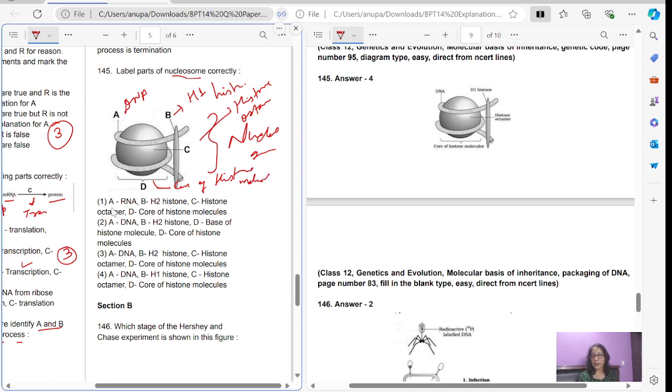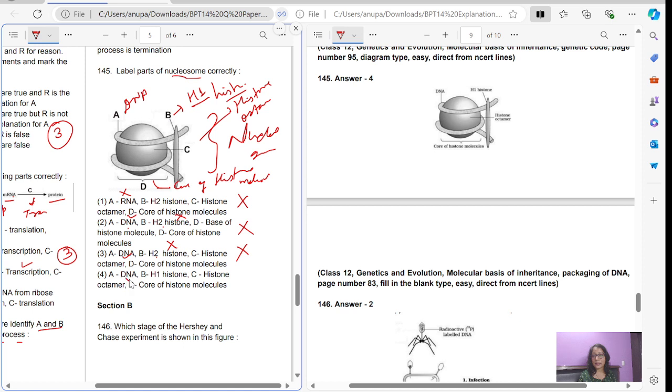Here in option 1 it is written A is RNA. So this is wrong. This option could not be our answer. In option 2, A represents DNA. This is right. B represents H2 histone. This is wrong because B represents H1 histone. So this option could not be our answer. In the third option, A represents DNA. This is correct. B represents H2 histone. It is also wrong, because B represents H1 histone.